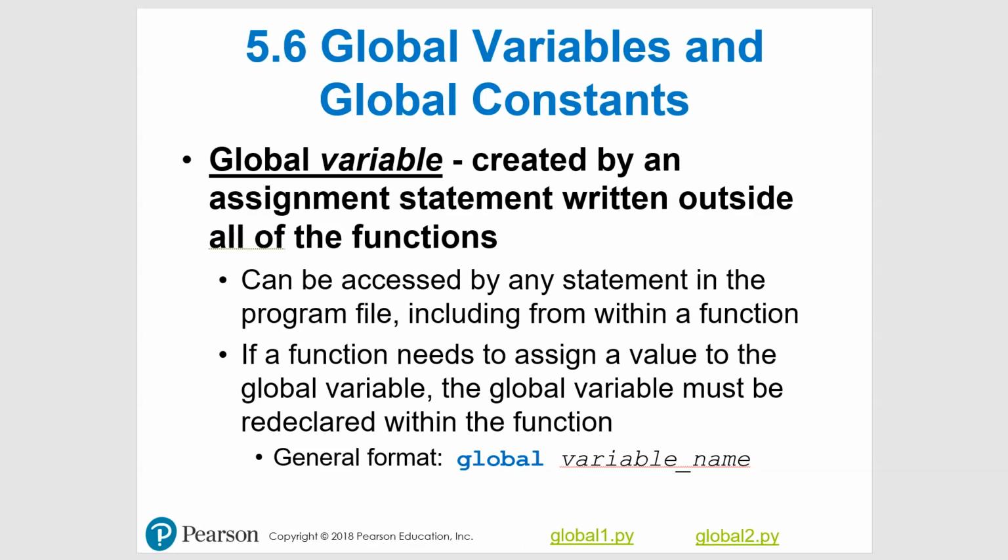Global variables are something that you create with an assignment statement, written outside of all the functions, typically at the top. It can be accessed by any statement in the program file, including within a function. If a function needs to assign a value to a global variable, it has to be redeclared in the function. You use the keyword global, then the variable name, and then it will let you modify it.